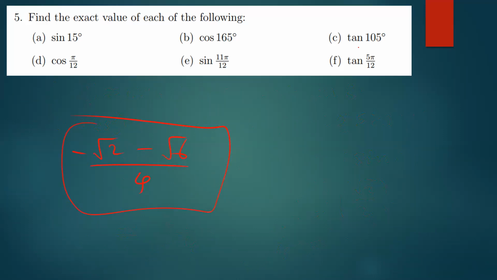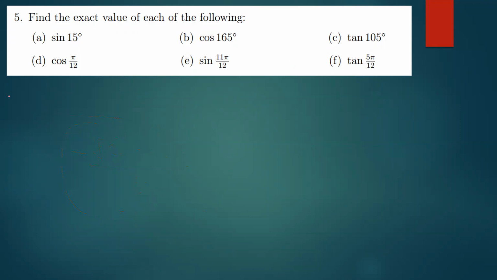Okay, so let's move on to this one. Tan 105. Which two special angles can we add or subtract to get 105? 60 and 45. Yes, so when you add 60 and 45, we'll get 105.